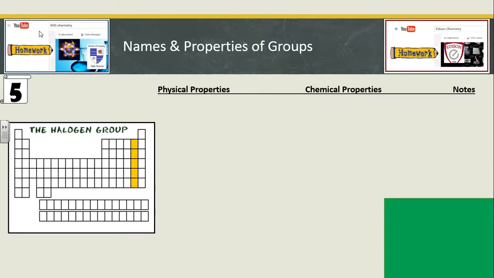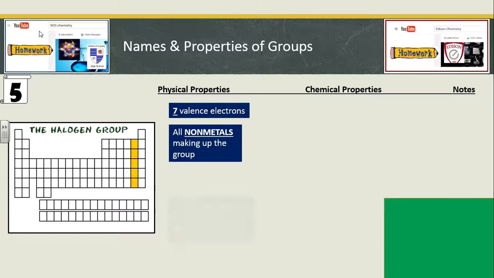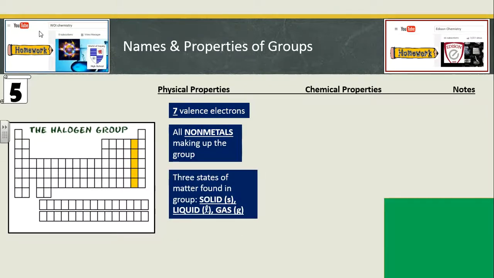All right, now we're all the way over to group 17. This is the halogen group. So you see the name in there, halogens. Group 17 is the halogens. The physical properties: I have 7 valence electrons. There are all nonmetals in this group. There are 3 states of matter in this group. This is the only group that has that.